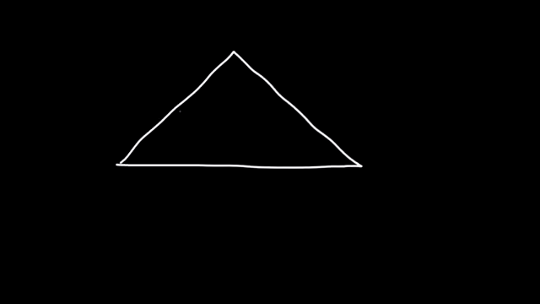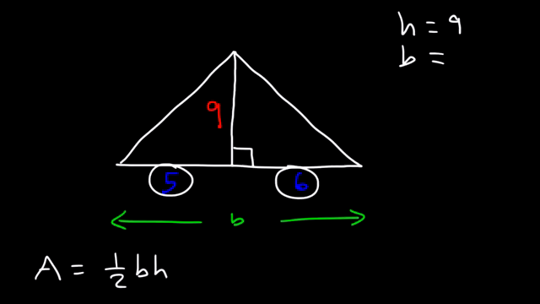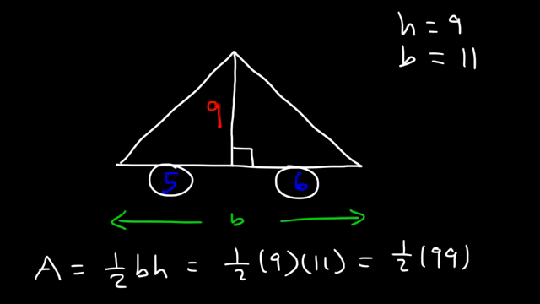Now what if you have a triangle that looks like this? Let's say this is 9, and this is 5, and this is 6. What's the area of the triangle? For any right triangle, you can use the same formula. It's 1/2 base times height. In this example, the height is 9, but the length of the base is 5 plus 6. The base of the triangle is this entire length, which is 11. So it's going to be 1/2, 9 times 11. 9 times 11 is 99. And half of 100 is 50, so half of 99 is 49.5.